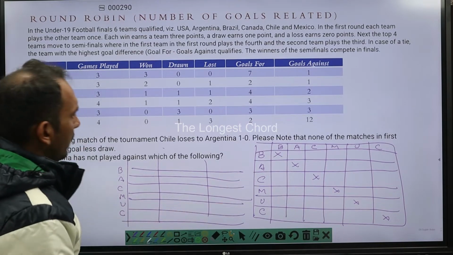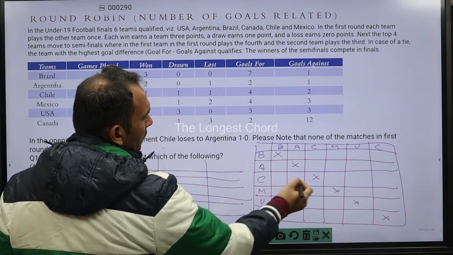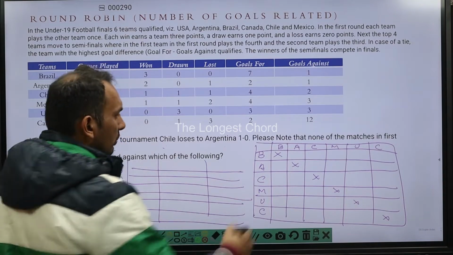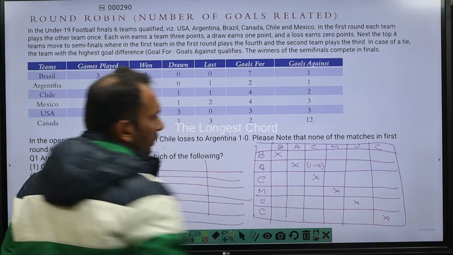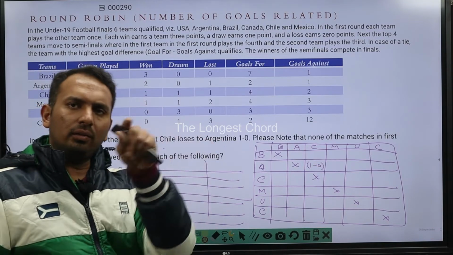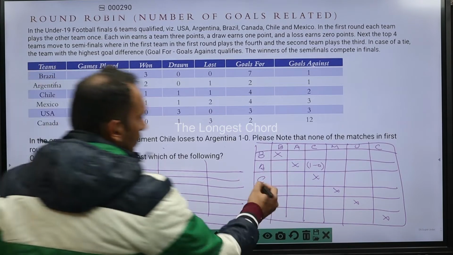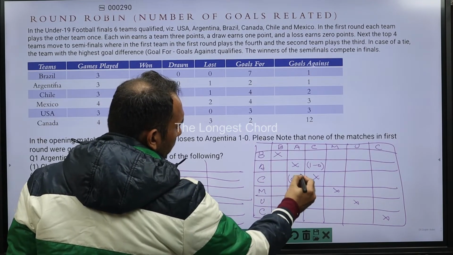So we know that Chile has lost to Argentina 1-0. So in row-wise terms, Argentina has defeated Chile 1-0. So for AC, this will be 1-0. When we talk about a row, the goals scored by the row team come first. Or we can say CA, now the first goals of Chile will be 0.